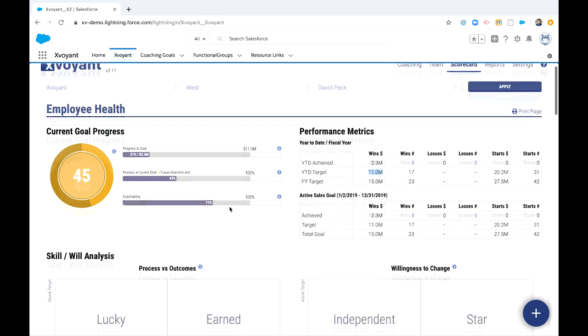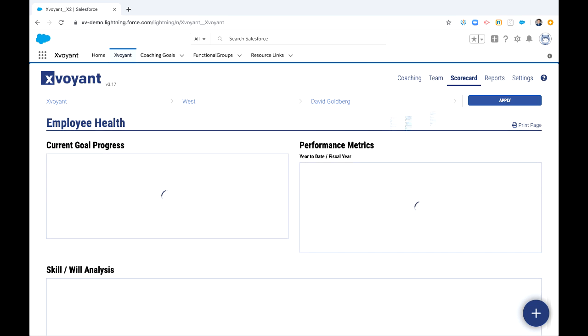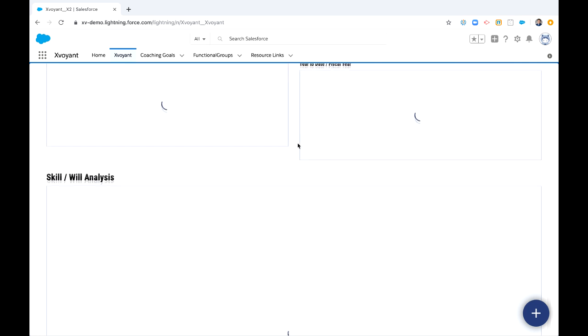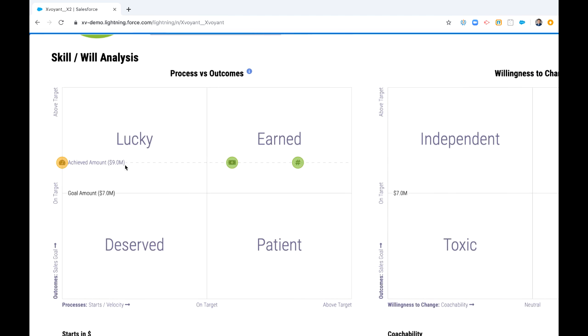Now let's show you the same example, but now with a top performer. So I'm going to go to David Goldberg and press apply. Now when I scroll down to the skill wheel analysis, I can see that this tells a different story. This salesperson has already accomplished their sales target, so they are above the horizontal line. But now there are two process points that are very strong for him and one where he struggles. So here we can see that he has enough opportunities to continue to accomplish the goals that he's received.